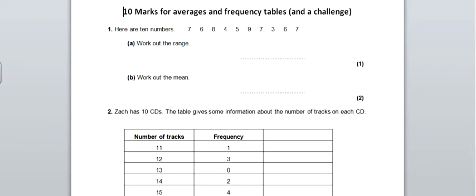So we're just going to start with question 1. There's 10 numbers here. Let's hope there's 10. 1, 2, 3, 4, 5, 6, 7, 8, 9, 10. Yeah, it's not lying. Let's just work out the range.